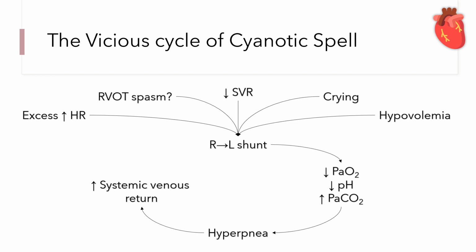So there will be negative pressure inside the intrathoracic chamber or intrathoracic area. There will be negative pressure. So that negative pressure will pull the blood from the superior vena cava and inferior vena cava. So there will be more systemic venous return.